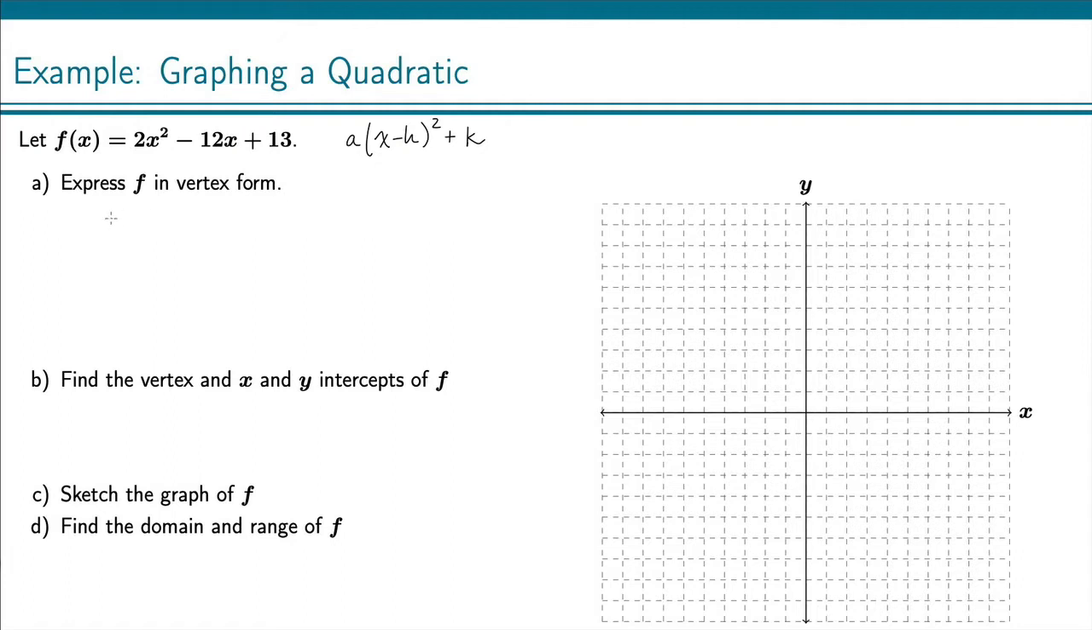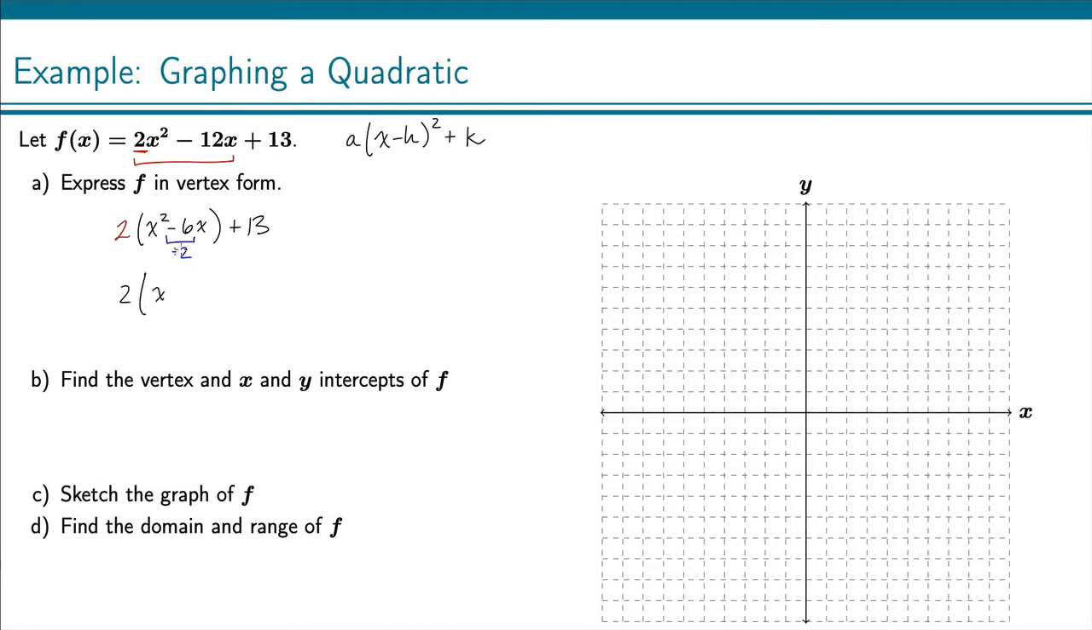So we start off by taking that number, and we're going to factor it out of the first two terms. So we pull a 2 out, and we are left with x squared minus 6x. And then we have our plus 13. And the next step is we're going to take this number in front of the x term and divide it by 2. And that's what we're going to put in the parentheses.